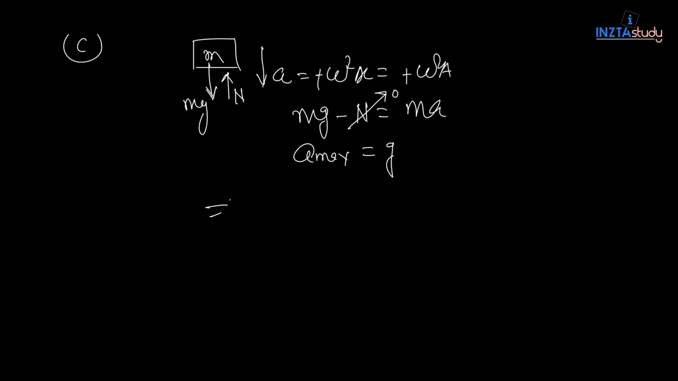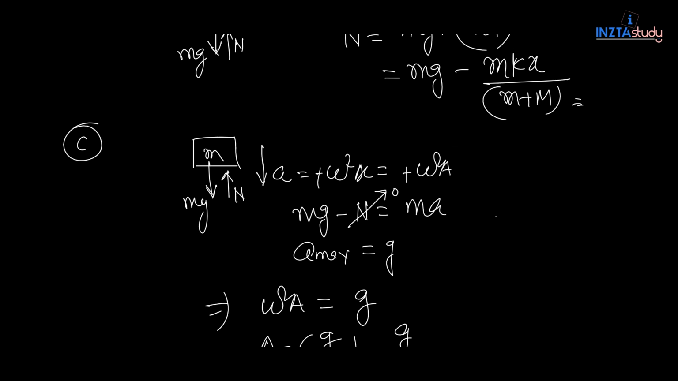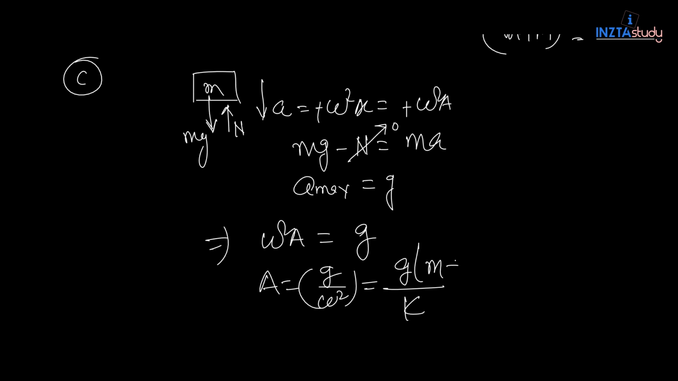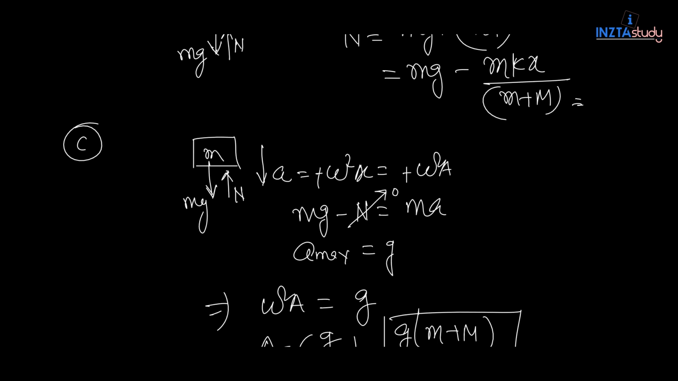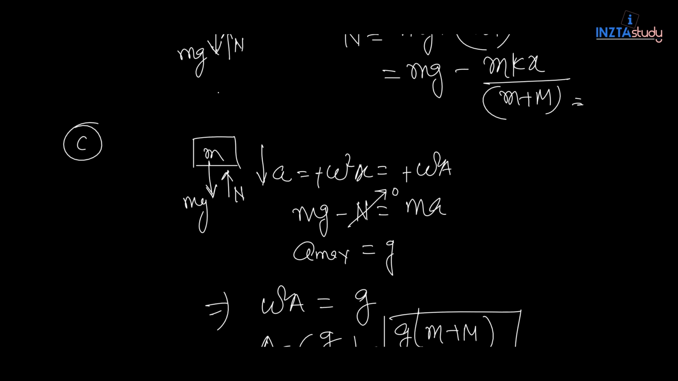So a max is omega square into A, which is equal to g. So A is equal to g upon omega square. Now what is omega square? Omega square is equal to k by m plus M. So A is equal to g times m plus M upon k. This is the maximum amplitude which both blocks can have without losing contact. If we have an amplitude more than this, then definitely the smaller block will fly away.